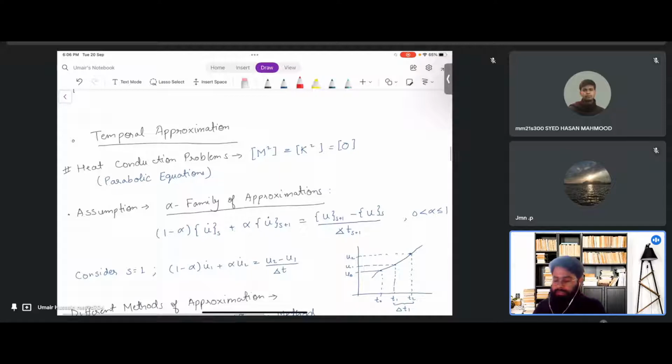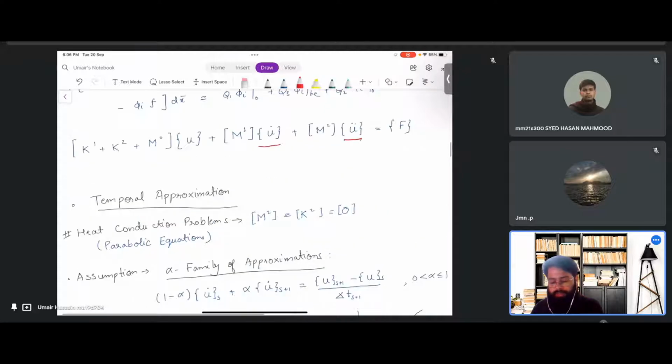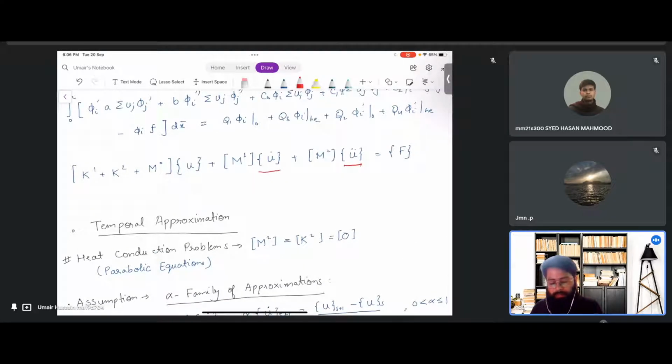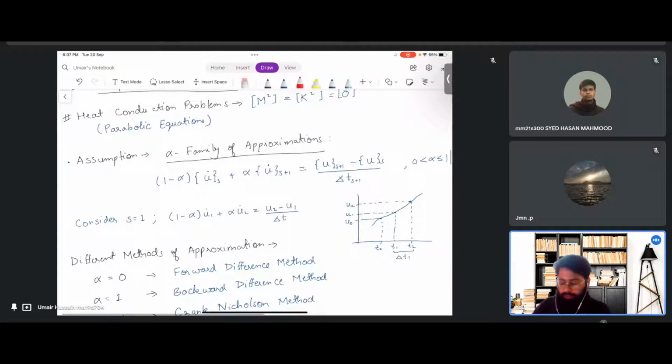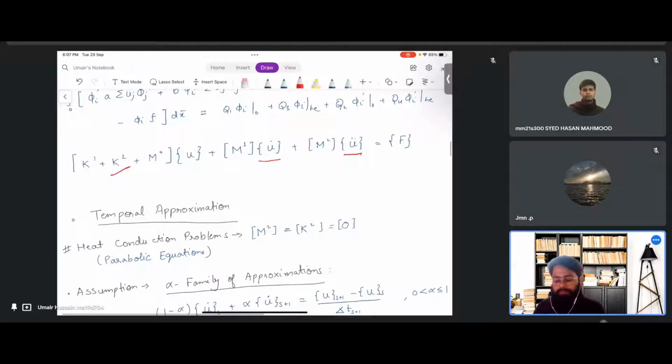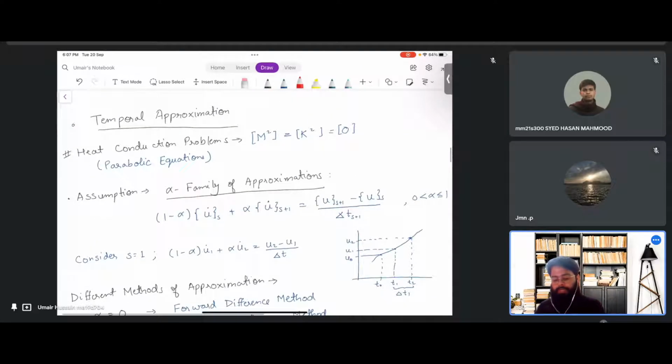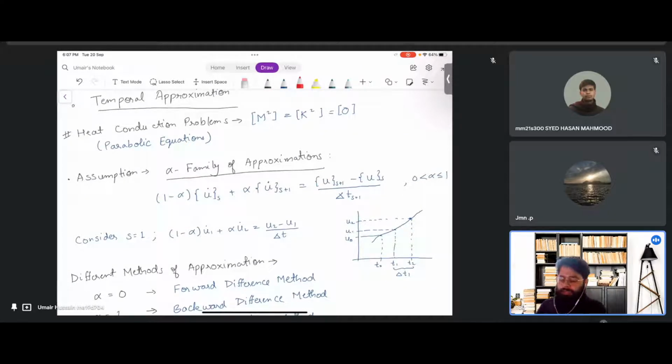Here we'll see the cases one by one. For our heat conduction equation, we want to remove the u double dot term, and also the m2 term. Sorry, the k2 term would also not be here. This term would also be removed. In heat conduction problems, we only have the first derivative with respect to time. This kind of approximation is taken care of by a family of approximations known as the alpha family of approximation.